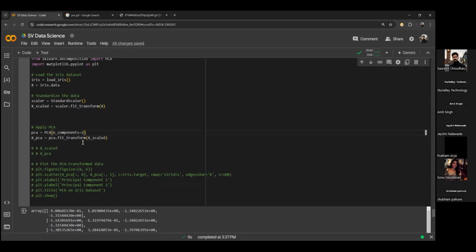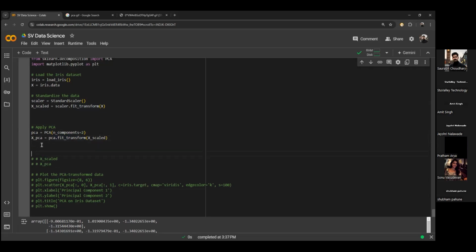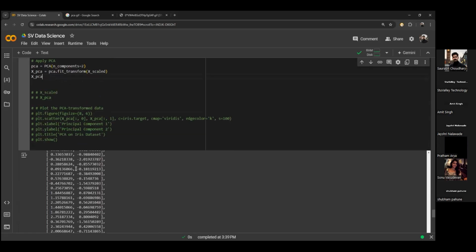Okay, after scaling, you will see that we just have two components, two PCA. So let's print those two components. How does it look like? All the four features are now in the two lines. Let's see that. See, all the four features are now projected on these two lines.